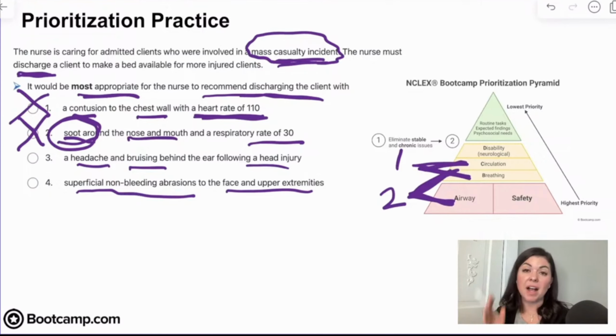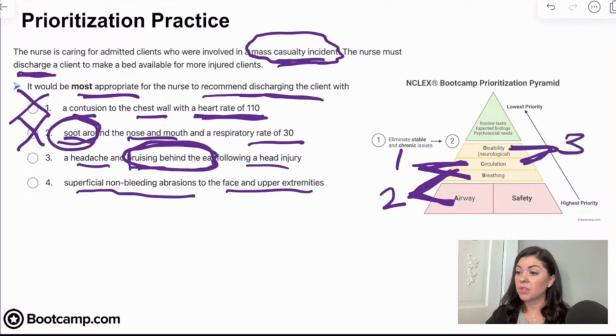Anytime you have bruising behind the ear following a head injury, what is that called and what am I concerned about? Basilar skull fracture. So anytime you have that bruising behind the ear, that's Battle sign. That is an indicator that you have a skull fracture. So with that could be a disability issue or even potentially a circulatory issue.